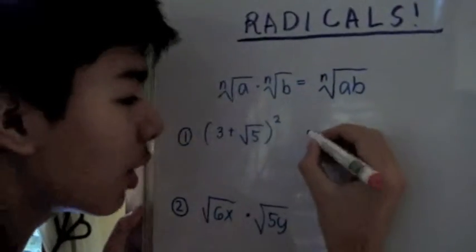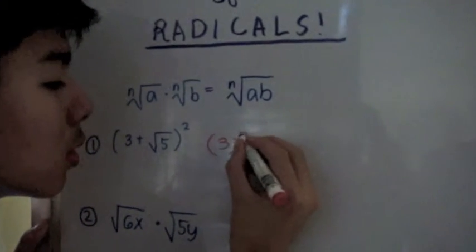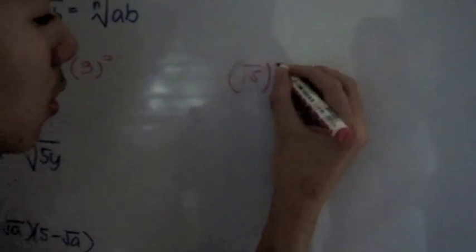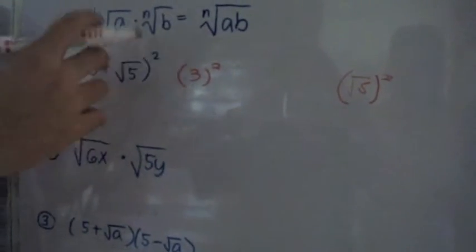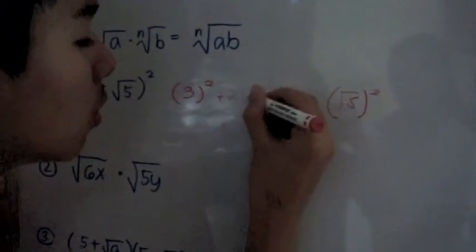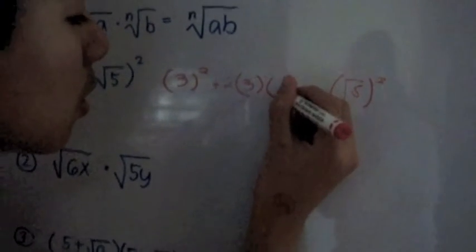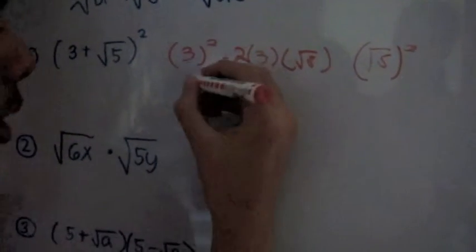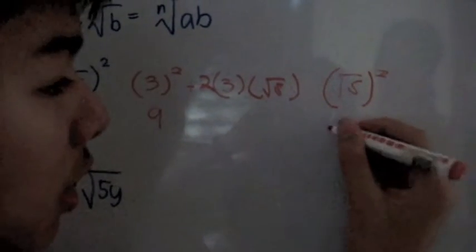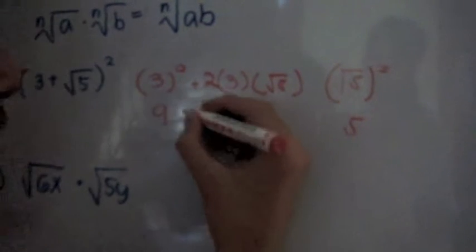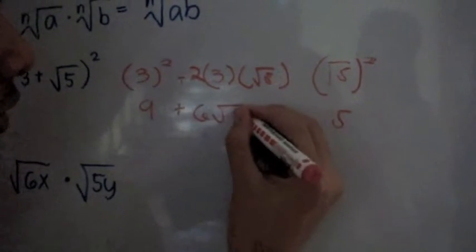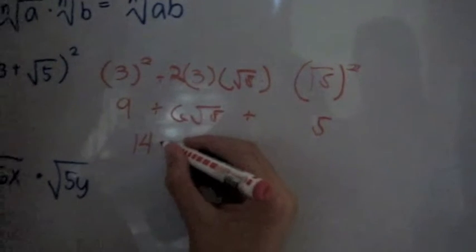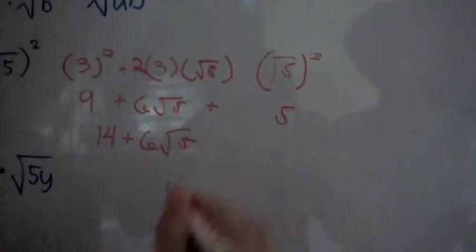So what we do is, we square the first term, we square the last term, and we multiply the two terms and multiply it by 2. Now square this, then square this, 5, and this will become 6 square root of 5. Add like terms, giving us 14 plus 6 square root of 5.